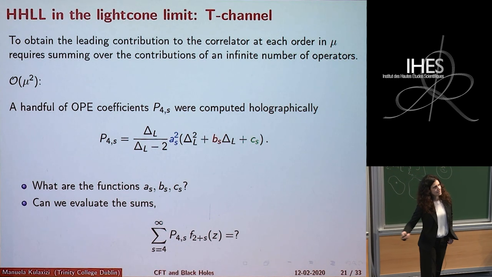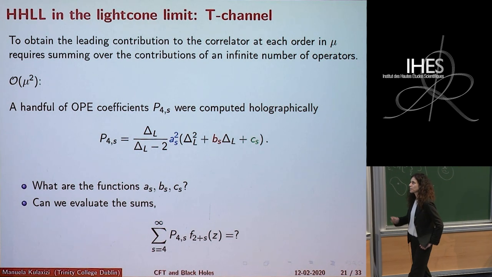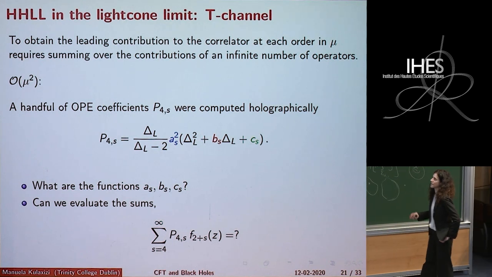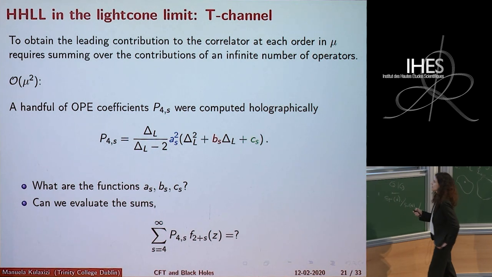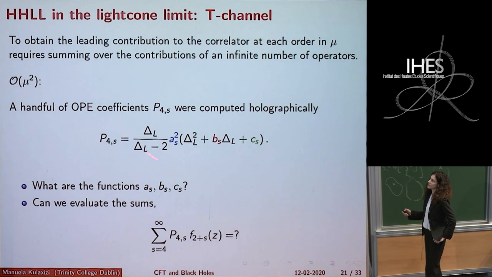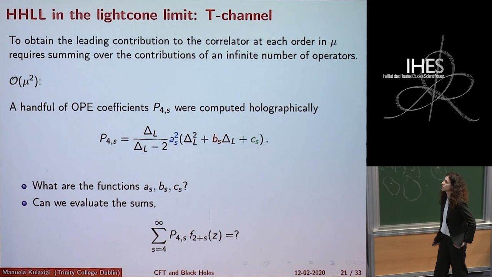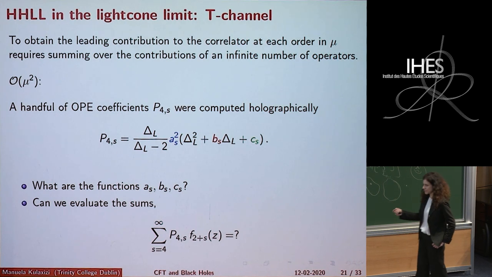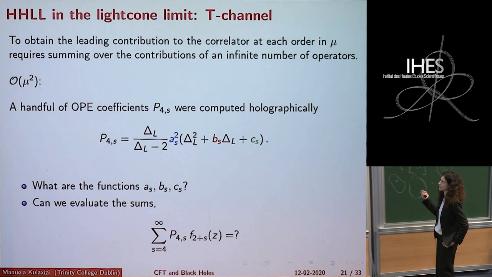The only thing that existed in the literature were just a handful of them, computed in gravity by some similar expansion of the two-point function. But what we knew was that they all seem to have a structure of this form, where this is the conformal dimension of the light operator, and these numbers A, B, and C depend obviously on the spin of the operator that we consider, since we have operators of the same twist but different spin.